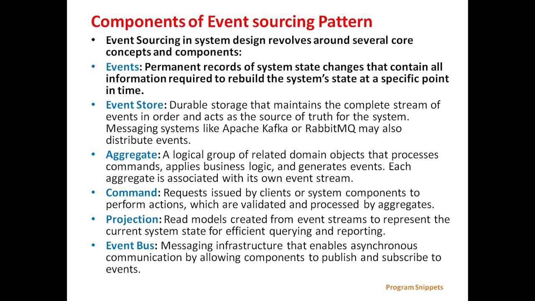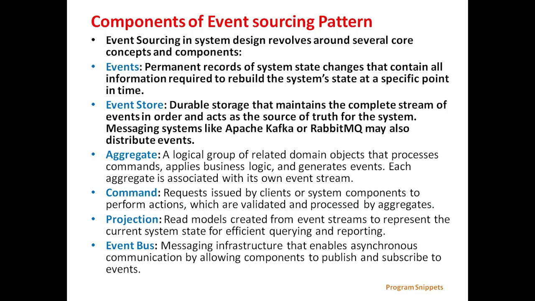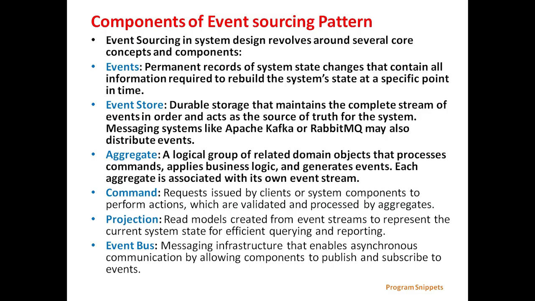Then event source. It is a durable storage that maintains the complete stream of events in order and acts as the source of truth for the system. Messaging systems like Apache Kafka or RabbitMQ may also distribute these events. Then aggregate. It is a logical group of related domain objects that processes commands, applies business logic and generates events. Each aggregate is associated with its own event stream.